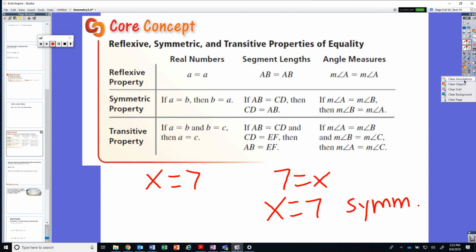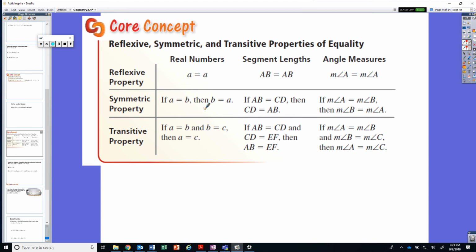And the last one is our transitive property. The transitive property is probably the most used, and I've talked about this a little bit in class already, but if A equals B and B equals C, then A equals C as well. I call it the common sense property because it just makes sense to me.